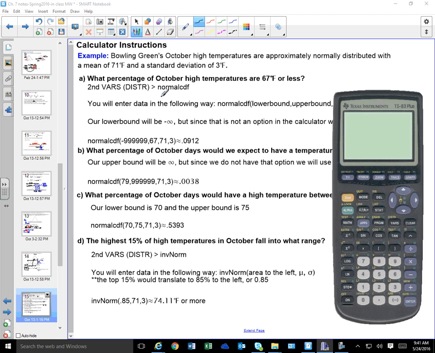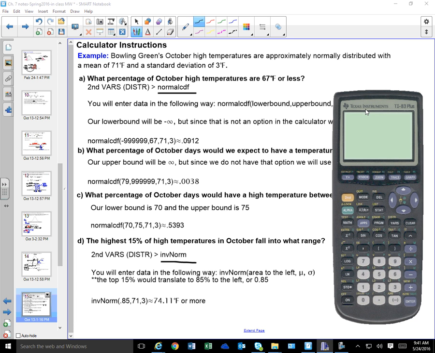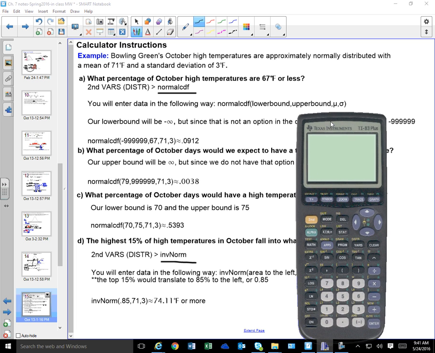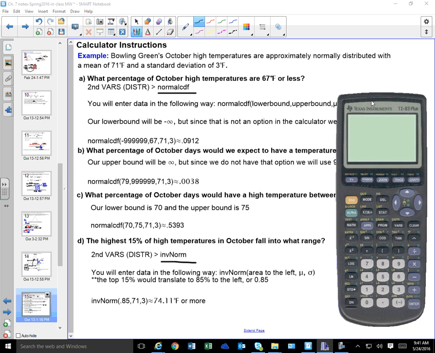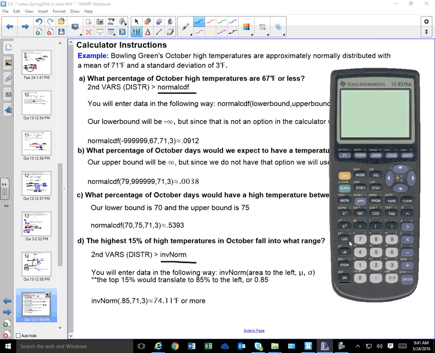So what we're going to be using is the normal CDF and the inverse norm. Okay, those are the two commands that we're using in this chapter 7, and then we'll also be using them going forward. So we're looking at this same example we've been working with. I'm just going to go through and show you how we would do all these on the calculator. Okay, what percentage of October high temperatures are 67 degrees or less?